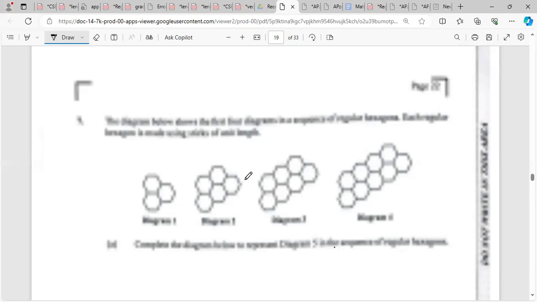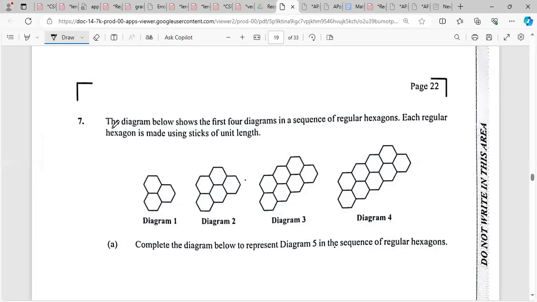Oh god. It says the diagram below shows the first 4 diagrams in a sequence of regular hexagons. Each regular hexagon is made using sticks of unit length. So diagram 1. Let me try to figure out the pattern. I can just use numbers and figure out the pattern. So let me just put them in perspective. Alright. So each time look at them and add on 2.